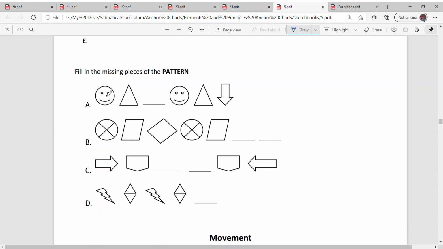So you have smiley face, triangle, blank. Smiley face, triangle, blank. What do you think this blank is? I shouldn't have said blank here. Smiley face, triangle, blank, smiley face, triangle, down arrow. What do you think it is? I hope you said a down arrow.